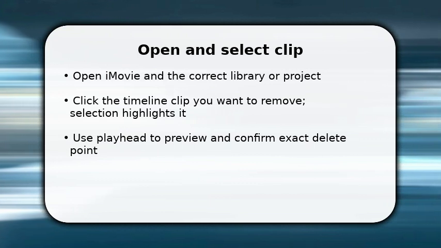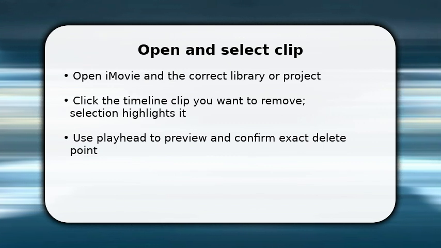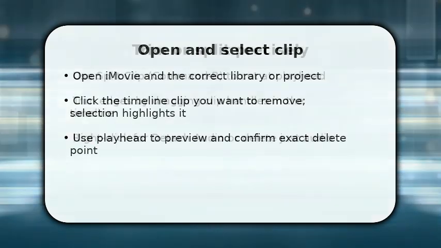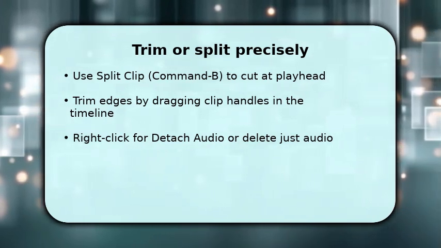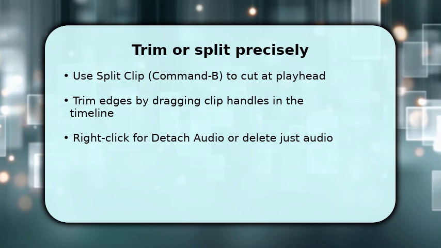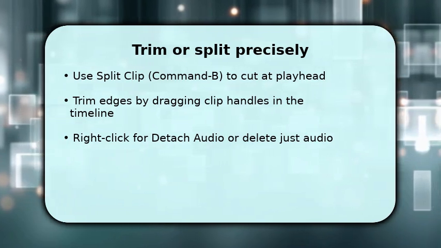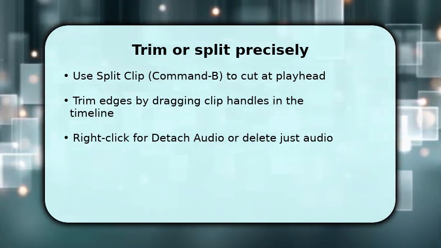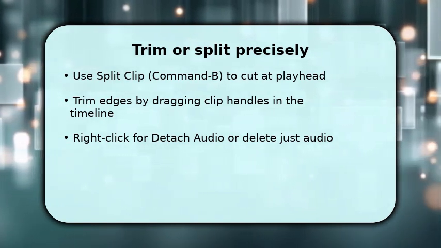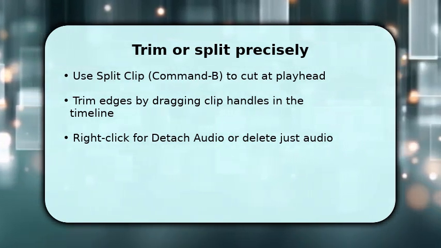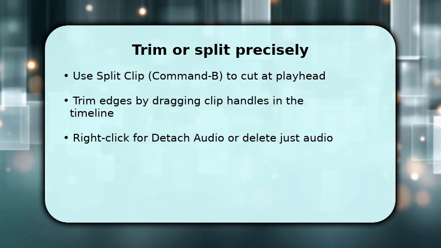Make sure to check audio tracks and connected clips so you don't unintentionally remove linked content or leave a gap. Now refine what to remove. Split the clip where you want to cut using Command B, then select and delete the unwanted segment. Alternatively, drag the yellow trim handles to shorten a clip without splitting. If the clip contains important audio, detach audio first and delete only the video, or vice versa.